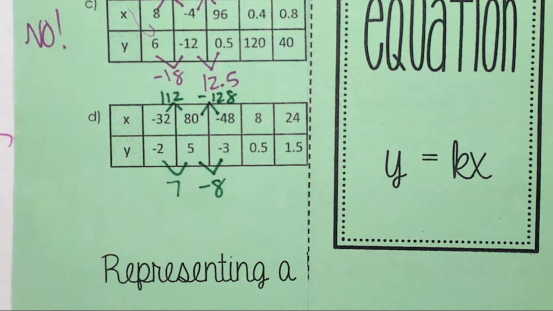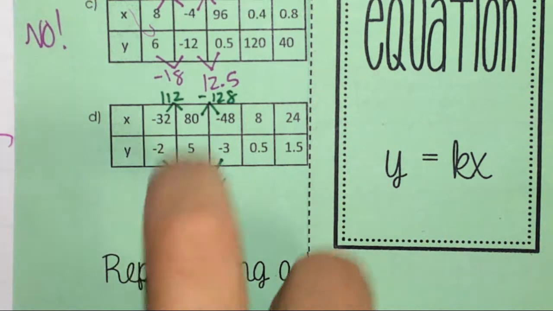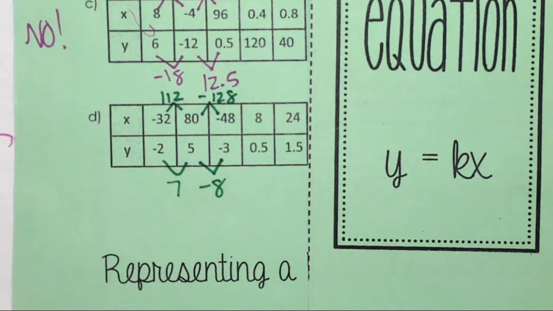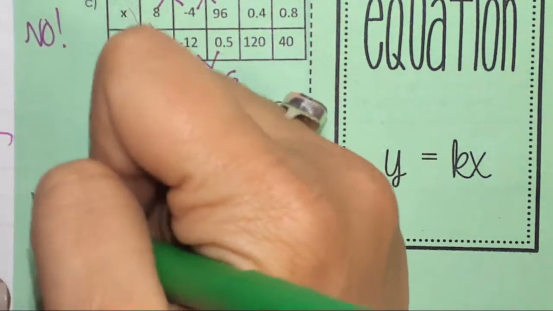Do 7 divided by 112 and negative 8 divided by negative 128. Remember, you do y divided by x. The change in y divided by the change in x. Did you get the same thing? So what's the answer? Yes.